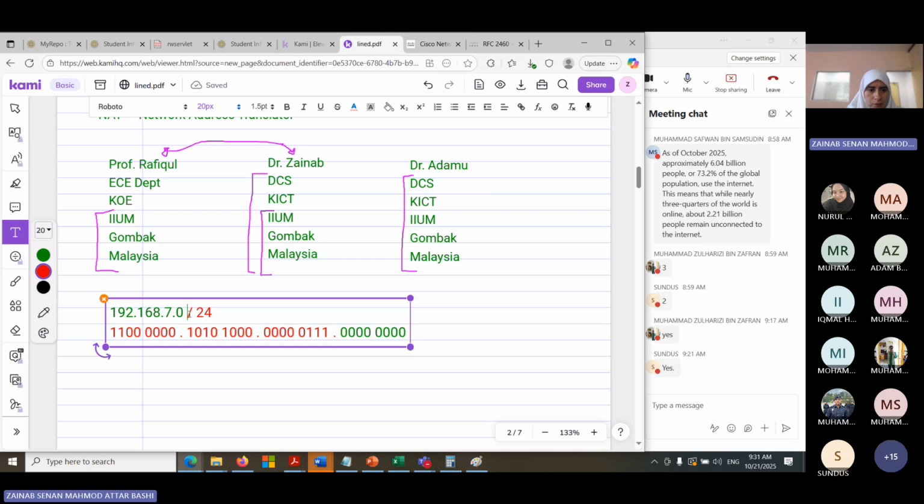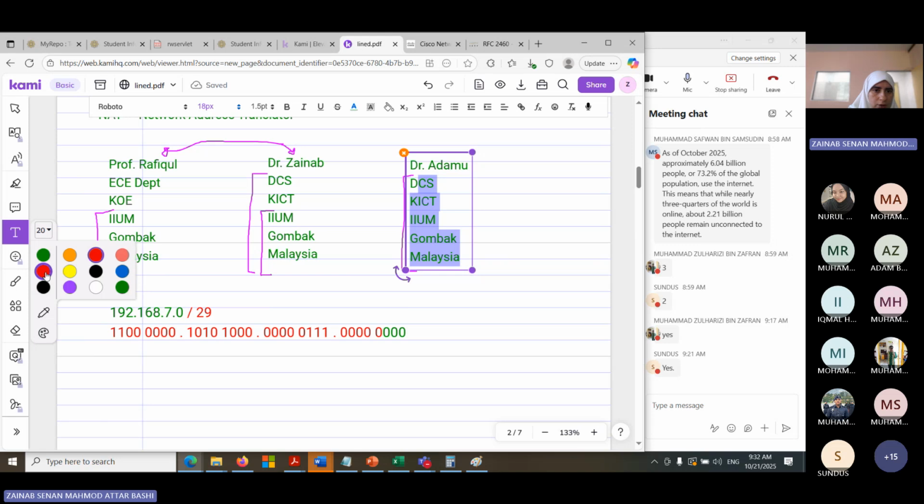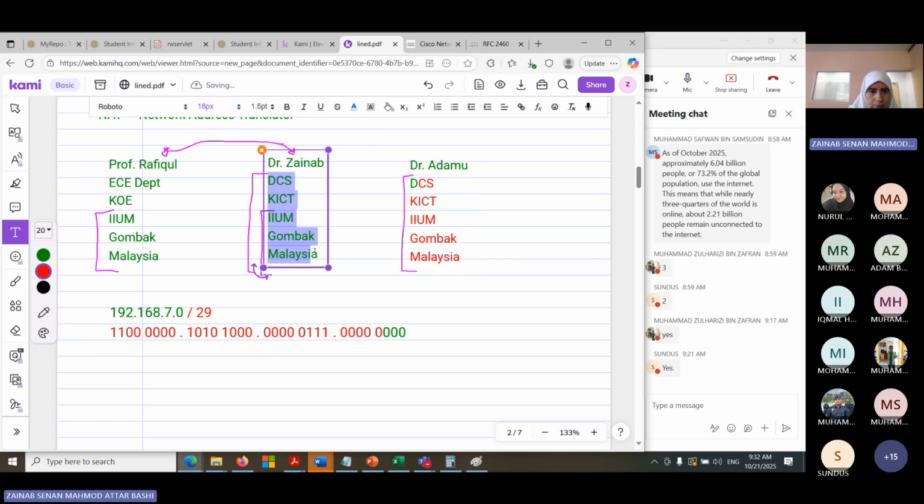The subnet mask. Now, if we decide the subnet mask to be 29, it means that more portion of our IP address is representing the network. It's just like here, DCS, KICT, we share the same one. We are adding more parts of the address to show the network portion.